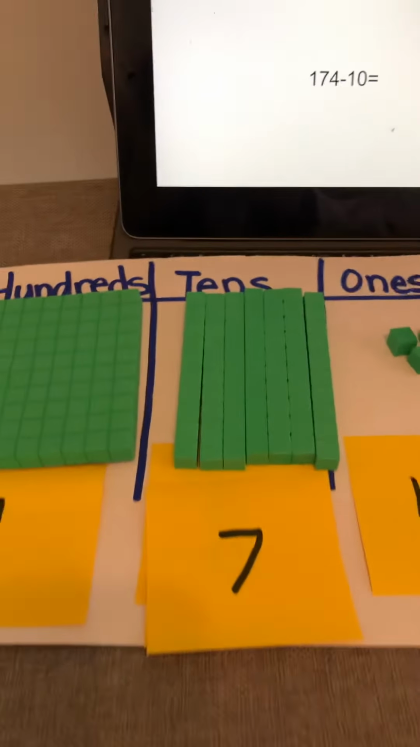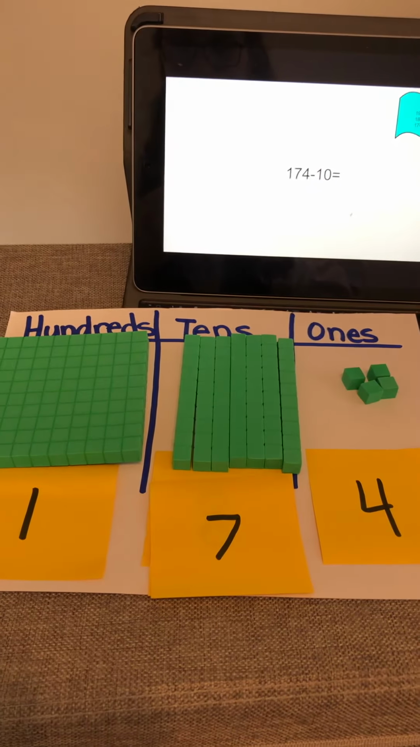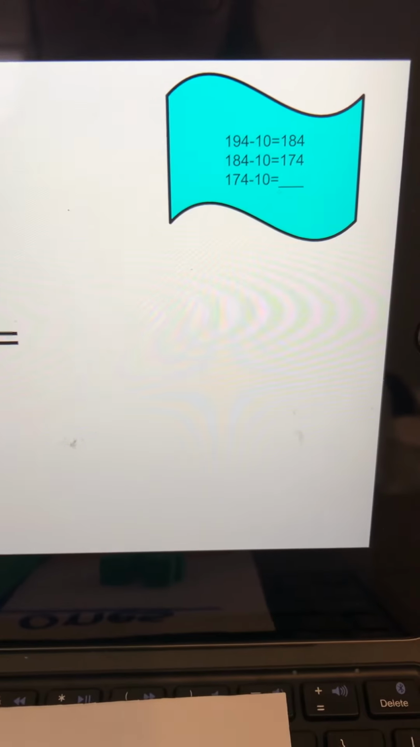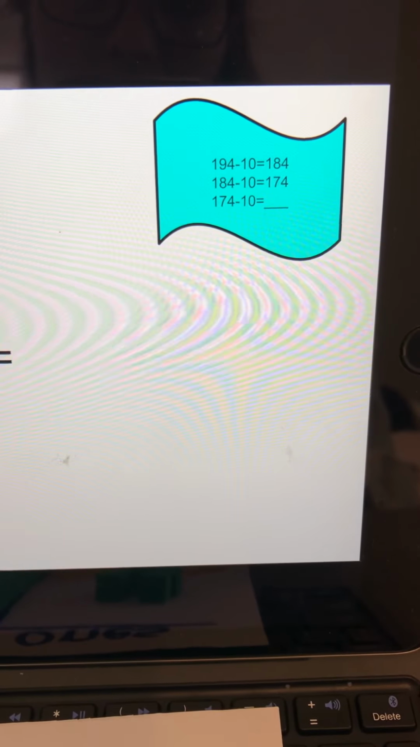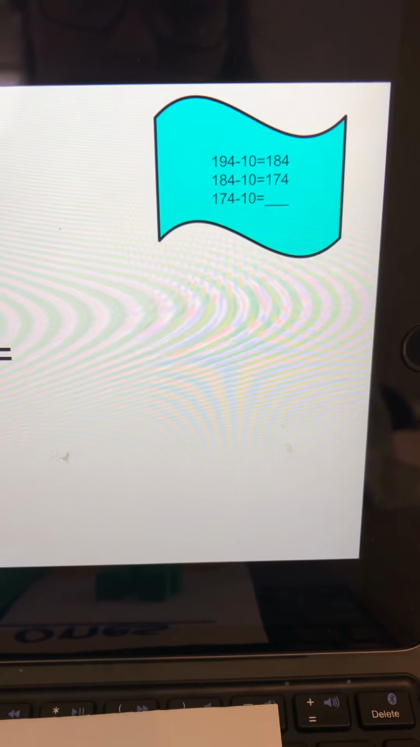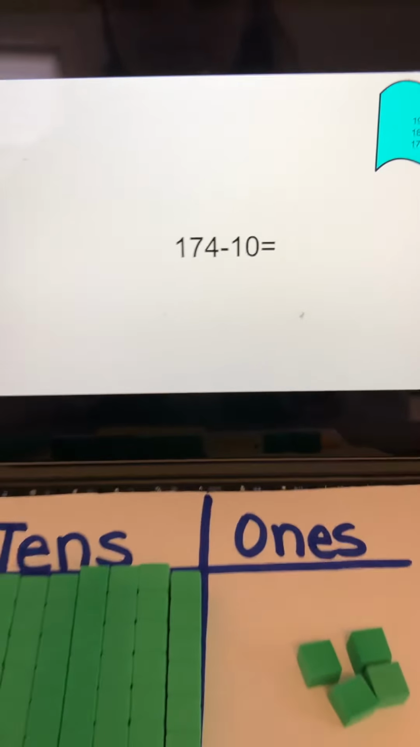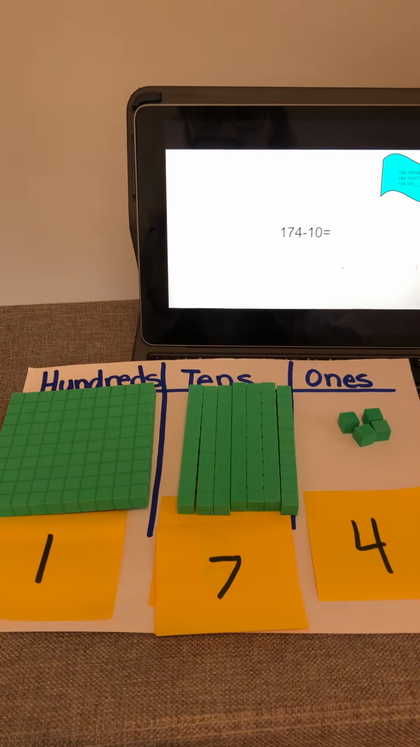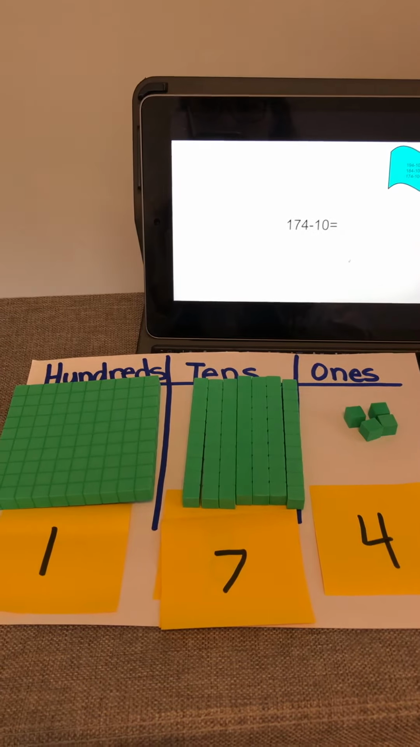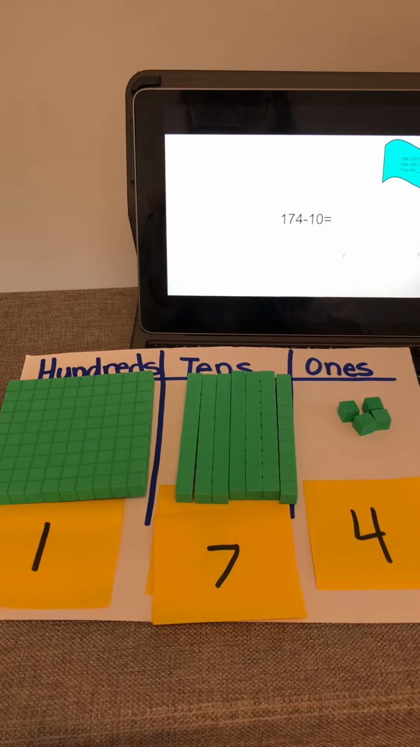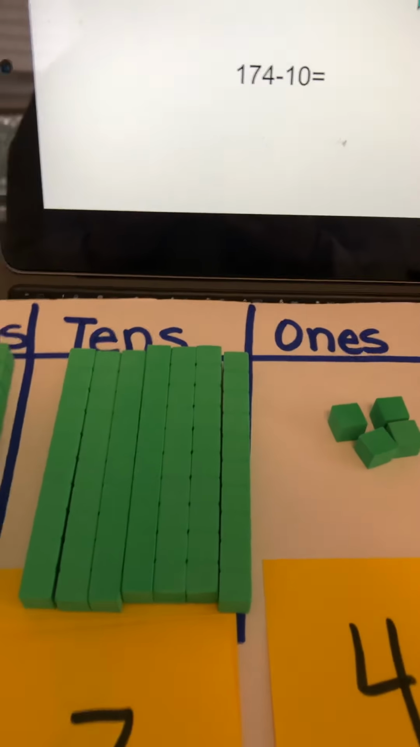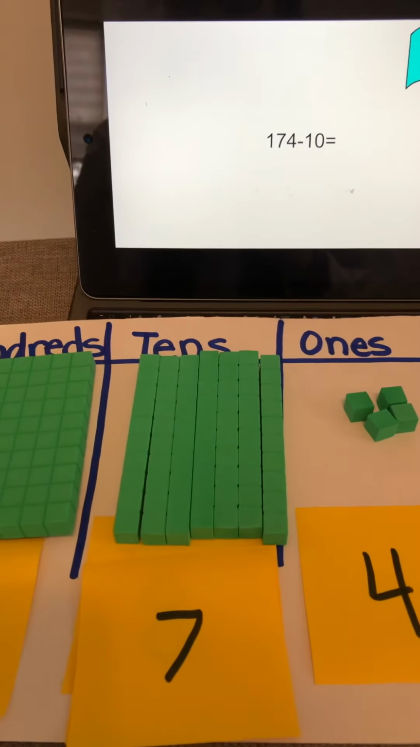Now we have 174. I want you to subtract 10 from 174. And while you're doing that, try and notice a pattern like we did the other day. What is 174 minus 10? Once you have an answer, put a thumbs up. 3, 2, 1. Who would like to shout it out? You guys agree? 164. I agree as well.